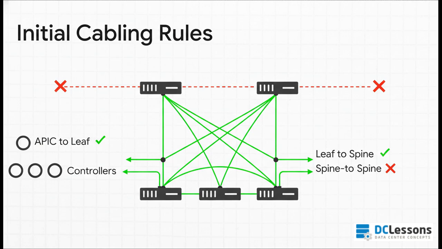Leaves can only talk to spines. Spines can only talk to leaves. And the APICs, the brains, they have to plug into the leaves. You absolutely cannot have leaf-to-leaf or spine-to-spine connections. If you mess this up, the discovery logic just breaks. So that physical discipline from the get-go is key.